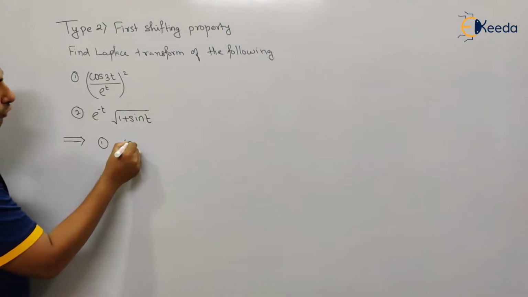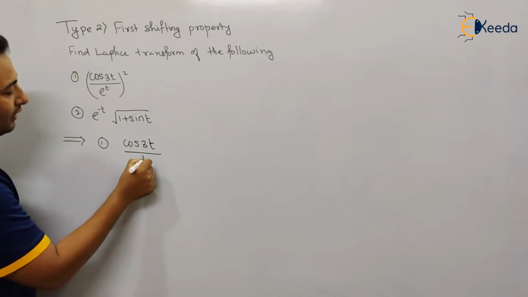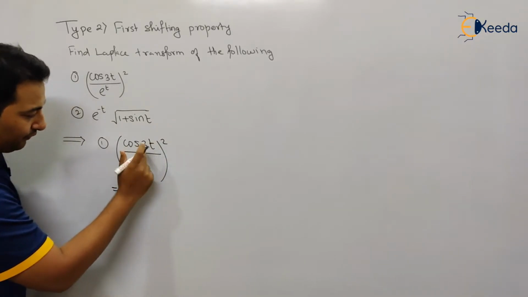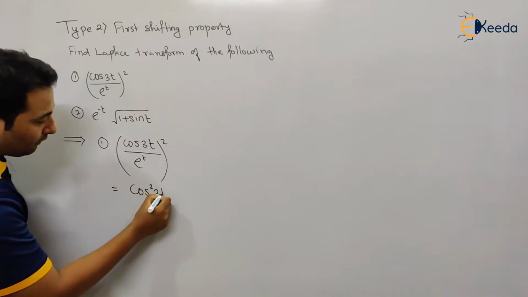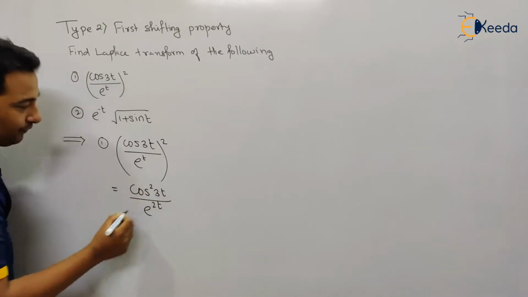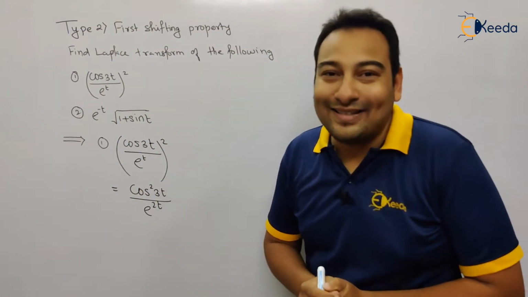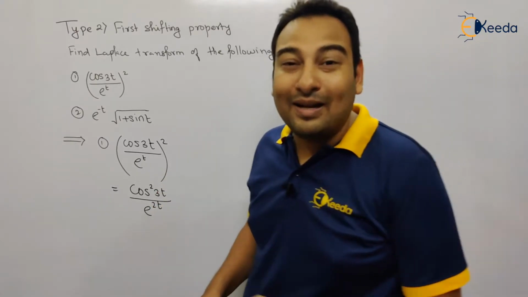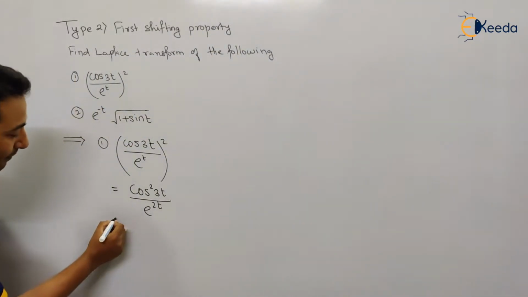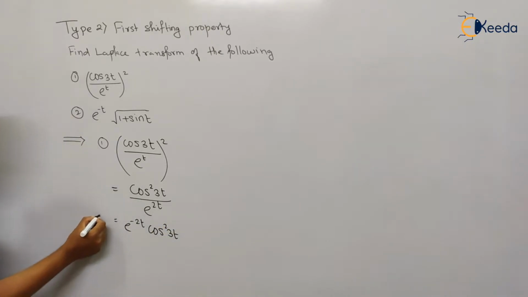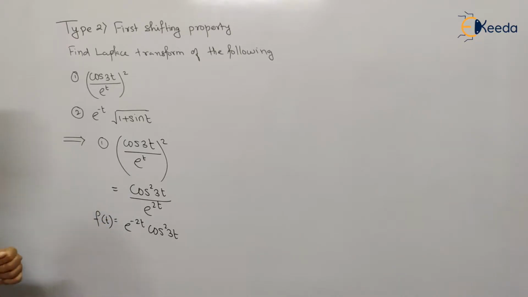Problem number 1 is (cos 3t upon e raised to t) the whole square. So let us simplify this problem and try to get the solution. If we open this, it will be cos square 3t upon e raised to 2t. If we open this, it will be square and this will be e raised to 2t. What next? This e raised to 2t will go up and will become e raised to minus 2t. So this will be e raised to minus 2t into cos square 3t. So this is my given problem, f of t.